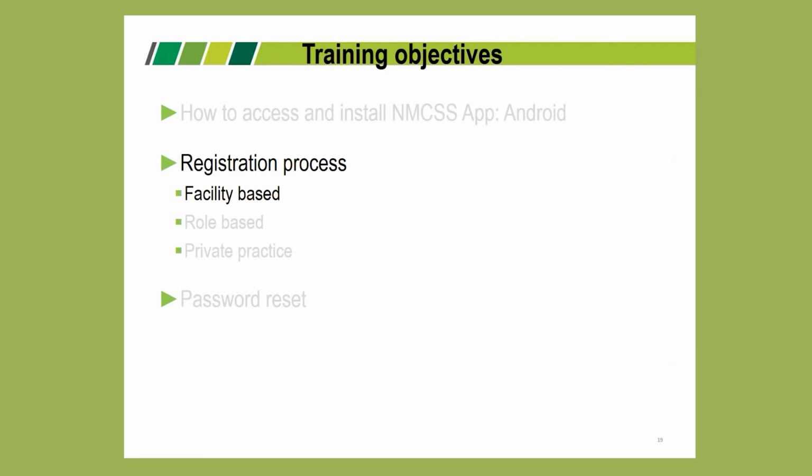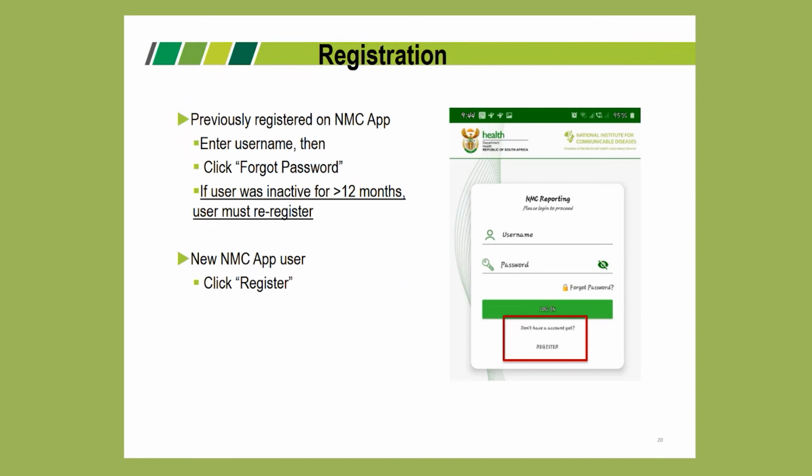The training objective now will be the registration process for facility-based users. If you were previously registered on the NMC app, you enter your username, then you click Forgot Password. If you have not used the app for more than 12 months, please re-register. So let's assume you are a new user, so you can click onto Register.